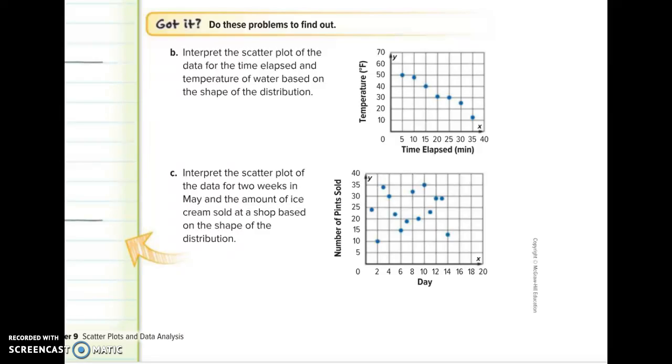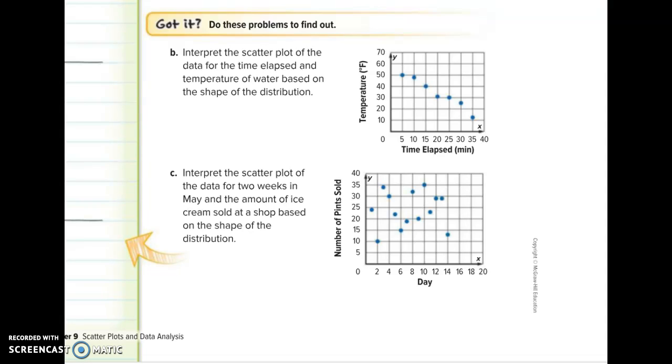All right, so we are moving on to Got It C. This one says, interpret the scatter plot of the data for 2 weeks in May and the amount of ice cream sold at the shop based on the shape of the distribution. Now, when we're looking at this, first of all, we need to say, does it have a positive, a negative, or no association?